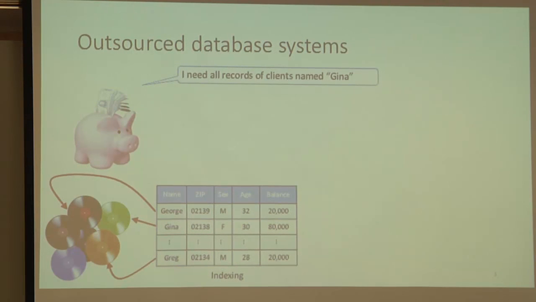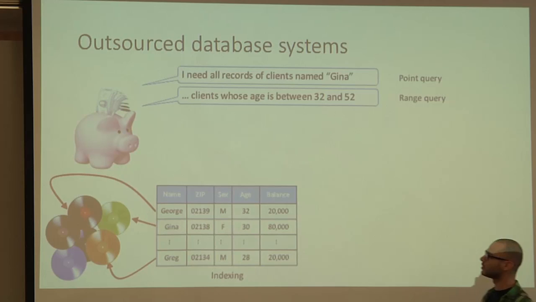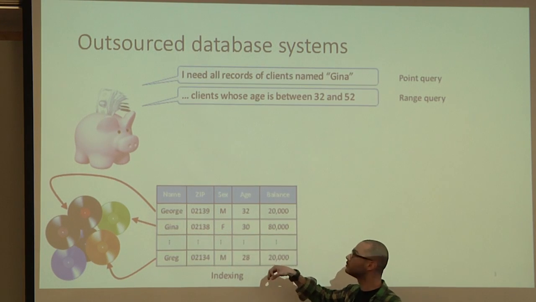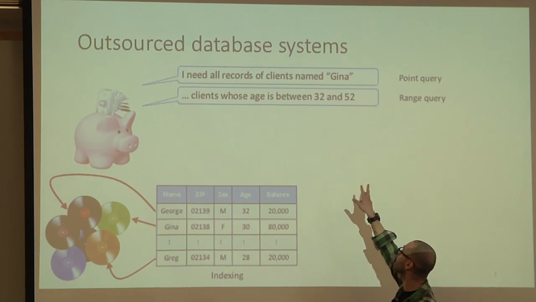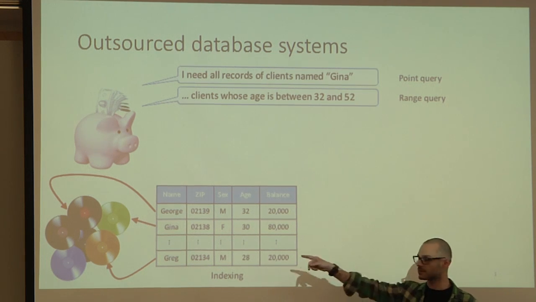What are some types of queries? Let's say that we need all records with the client's name Gina. This we call a point query, because what we actually want is to retrieve the records that have a specific attribute equal to a value. Then we might have another type of query. Let's say we want all the records of the clients whose age is between 32 and 52. We will call that a range query. In this case, we will go to the age attribute, find all the values that are between these two numbers, and retrieve the records.